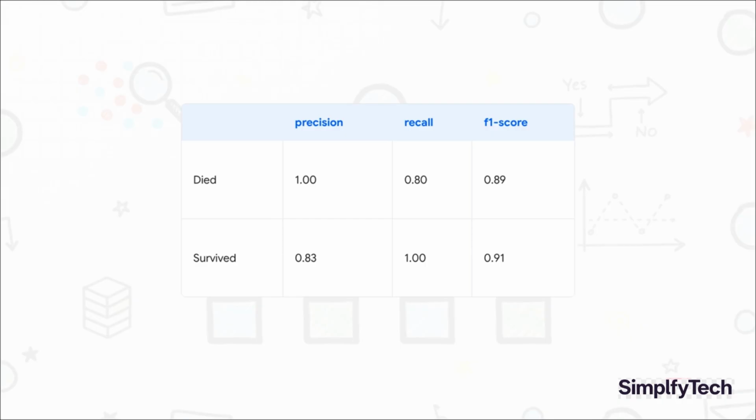Precision of 0.83 means that when our model predicted someone survived, it was right 83% of the time. Not bad. And a recall of 1.00? That's amazing. That means our model successfully found every single person in the test group who actually survived. It didn't miss a single one. For such a simple model, these results are fantastic.